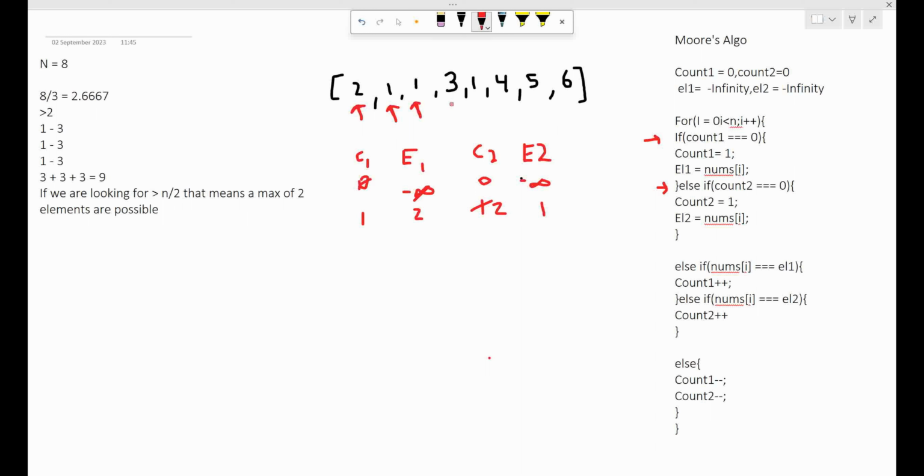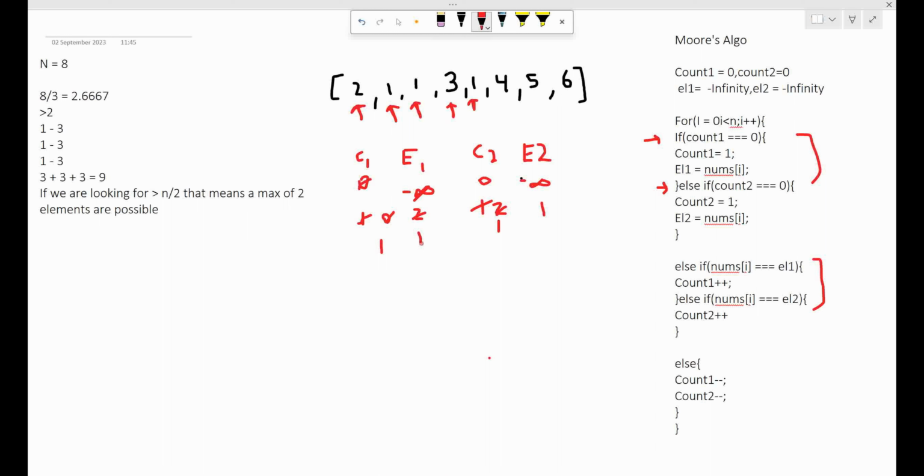Right. Now moving to the next element, we got the 3. That means the counts are not equal to 0, and it is not equal to any of the two elements. That means we have to reduce the counts. So this will become 0 now, right? And this count will become 1. Correct. And now going to the next element, that is 1. So here count 1 becomes 0. That means we will make this count as 1 and this EL we will initialize with 1.